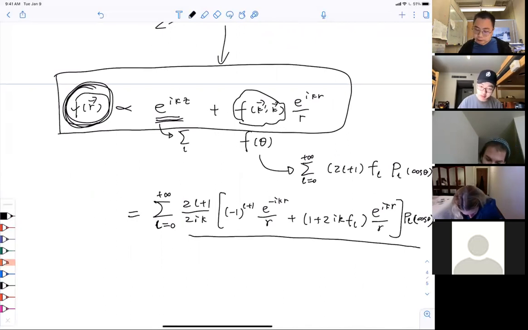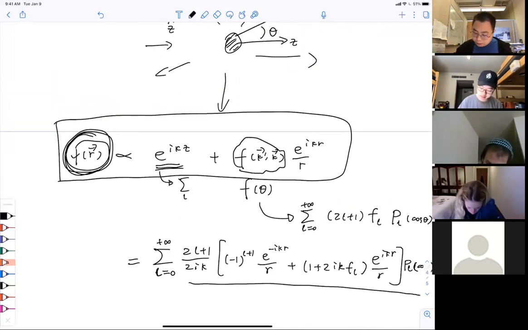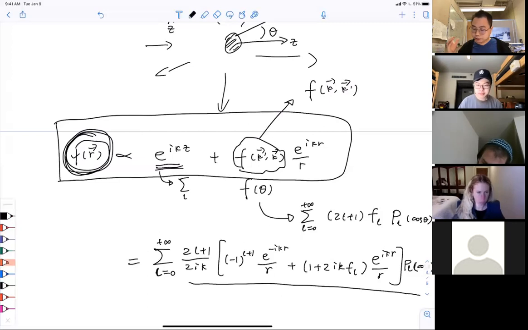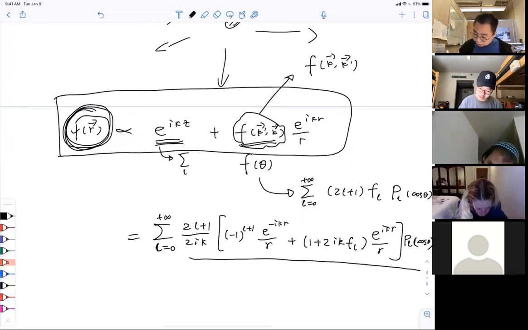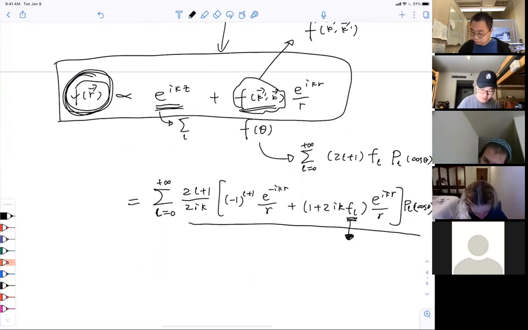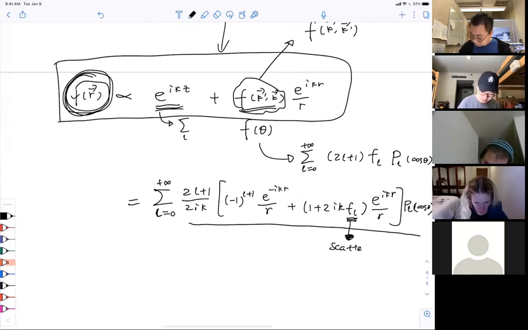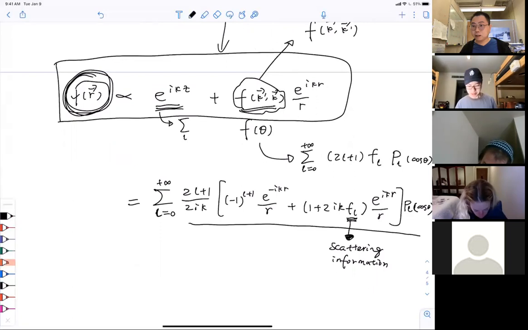So originally, all the scattering information is contained in this F, remember F(k, k'), which is known as the scattering amplitude. Now all the scattering information is contained in this F_L. Basically, we only need to calculate this F_L.